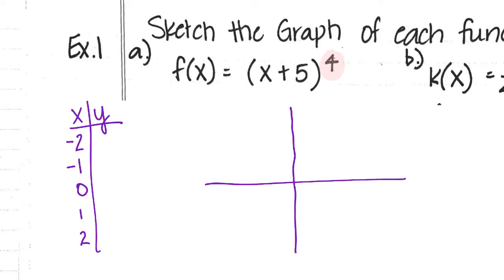My guess is that because it is plus 5, it is going to go to the left 5, but let's see. Oh, you know what? Let's see by plugging in negative 5. If I plug in negative 5 plus 5 is 0. So that is one of our points where x is negative 5 and y is 0. What happens if I plug in negative 2? Negative 2 plus 5 is 3. 3 to the fourth power is 81. That's really high. I'm not going to graph that.